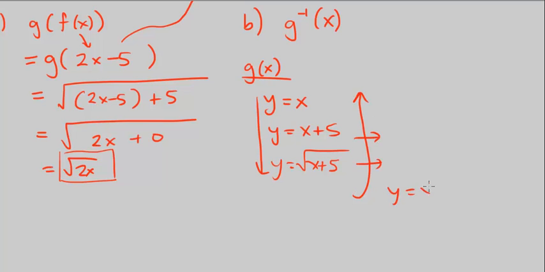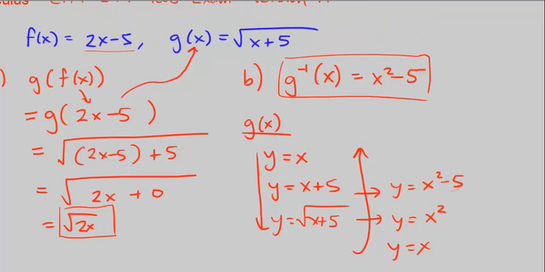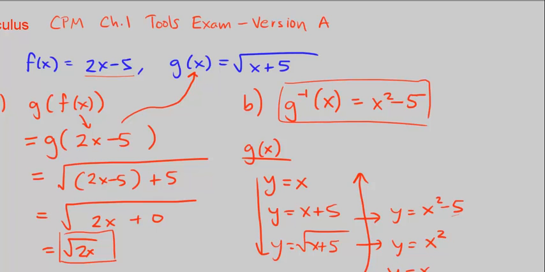So we start with y is x again. What's the opposite of square root? Well, we know that's just squaring. What's the opposite of adding 5? Well, that's just subtracting 5. Okay? So then we go up. We're done. So that means the inverse function of g is x squared minus 5. Okay? And that's the process. Nothing more, nothing less.